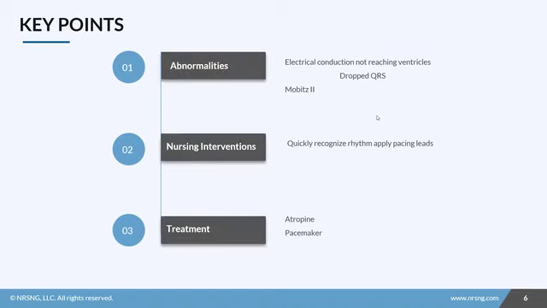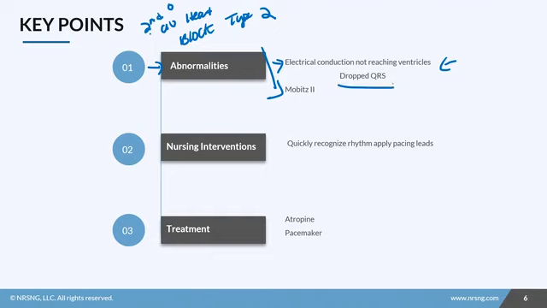So the key points and the biggest takeaways from this lesson are to remember the abnormalities of second degree AV heart block type 2, also called Mobitz type 2. This is where the electrical conduction is not reaching the ventricles. Usually it's because the AV node is malfunctioning, or sometimes some electrical conduction in the ventricles just prevents that from getting down to there. Because of that, there's a dropped QRS. The ventricles do not contract when we have this dropped QRS.